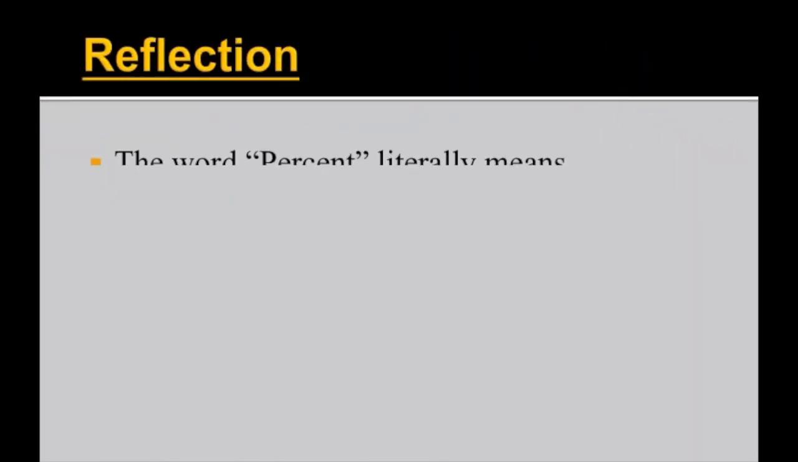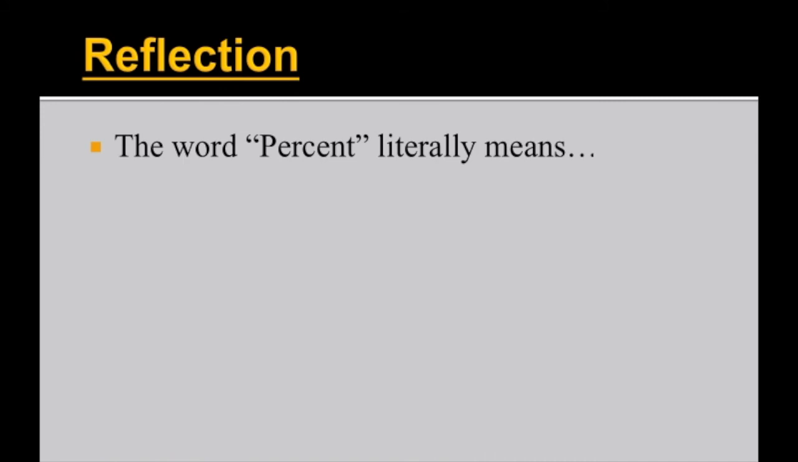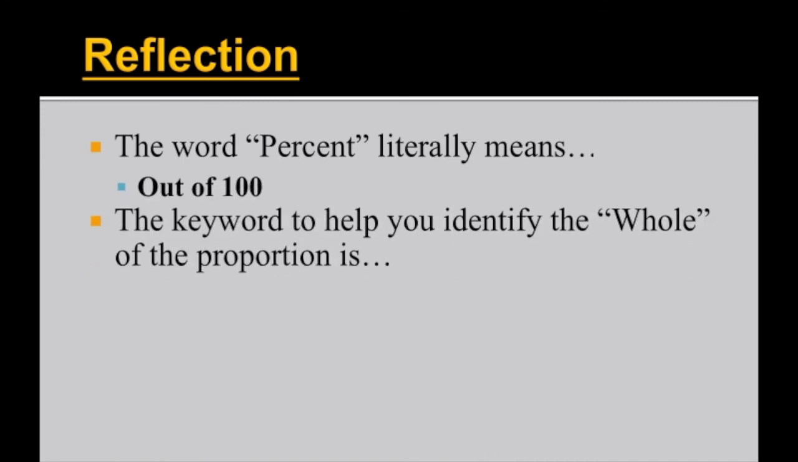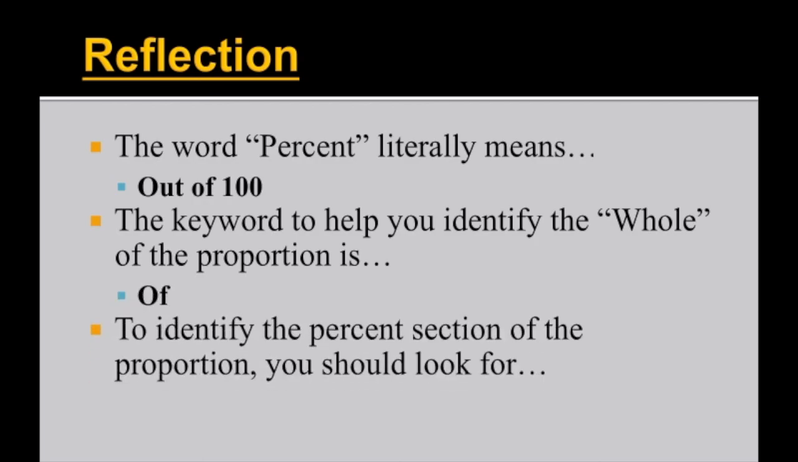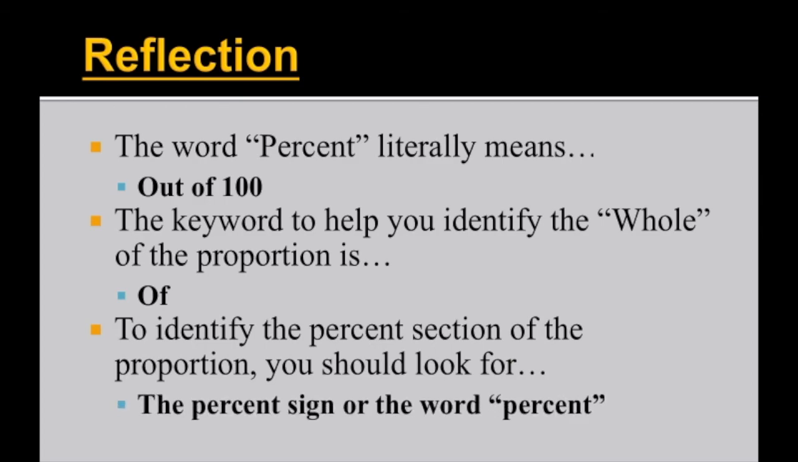So let's review. The word percent literally means out of 100. The keyword to help you identify the whole of the proportion is "of." To identify the percent section of the proportion, you should look for the percent sign or the word percent. Remember, normally if the percent is given, you'll have a number right next to the percent sign. But if we don't have the percent given, or if we have to find the percent, you'll normally see something like "what percent."